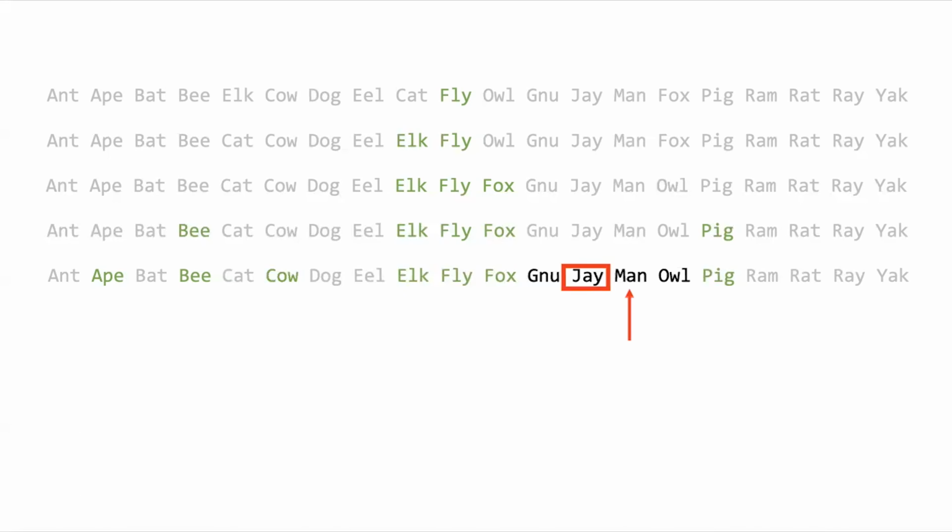Ram, rat, ray, and yak. Rat's my middle element here. Ray is the place where they both meet. They're in the correct order as well. So I'm just going to move that.